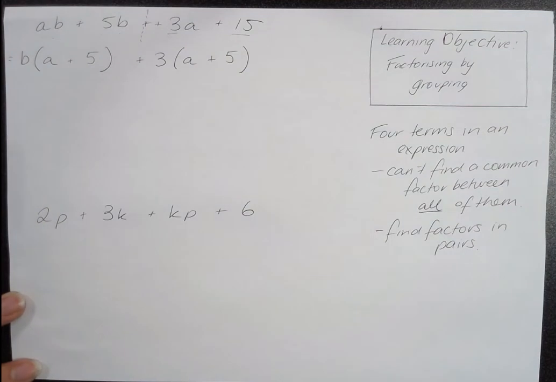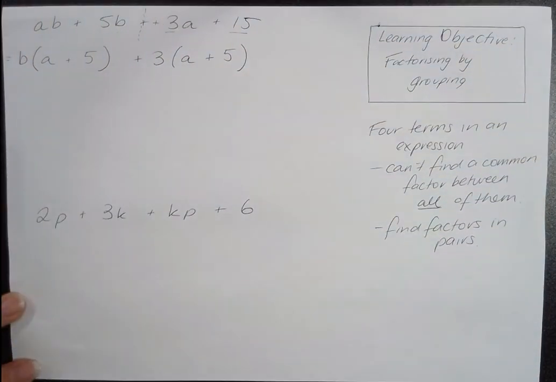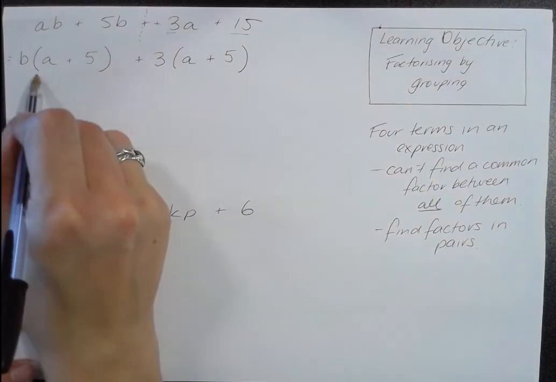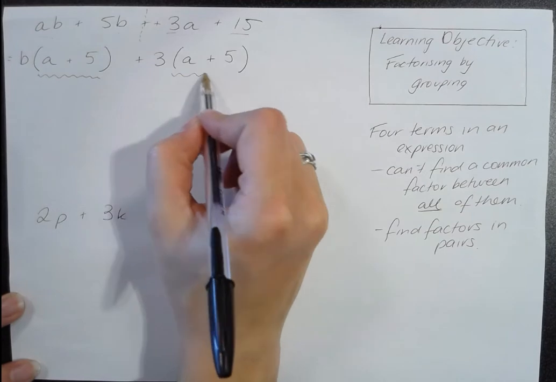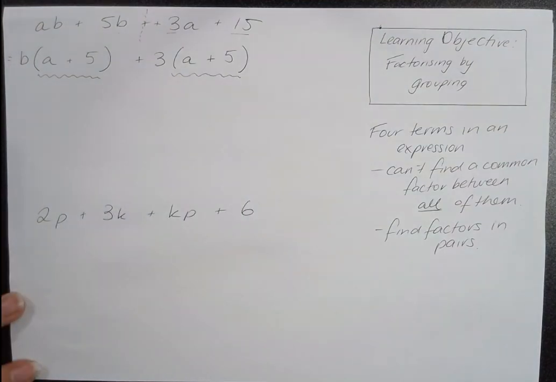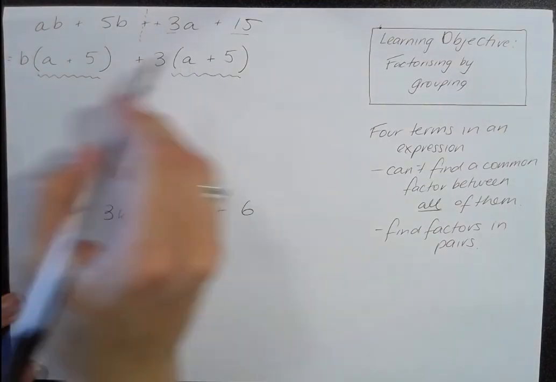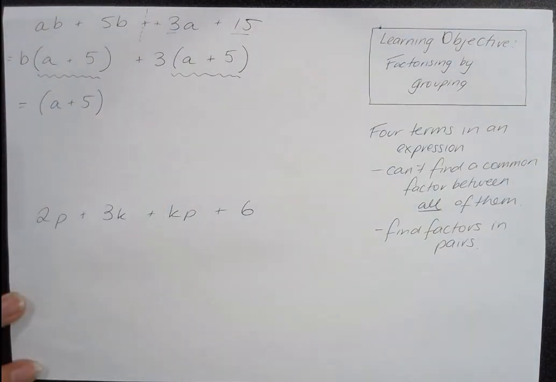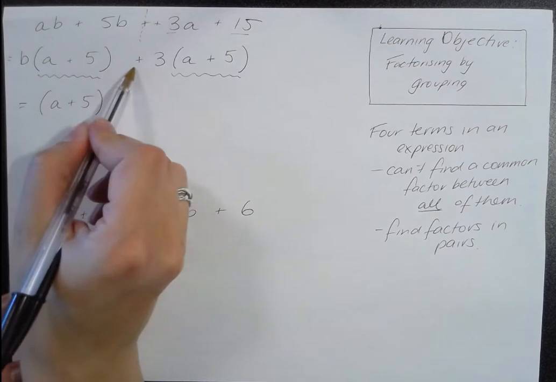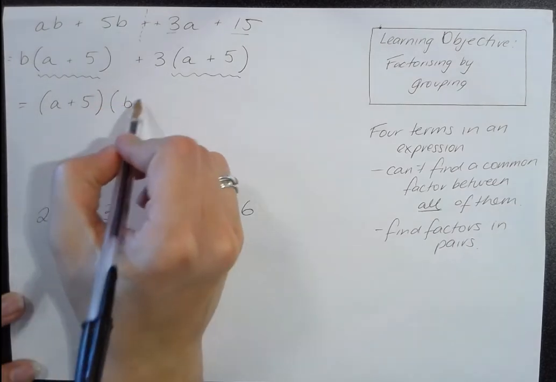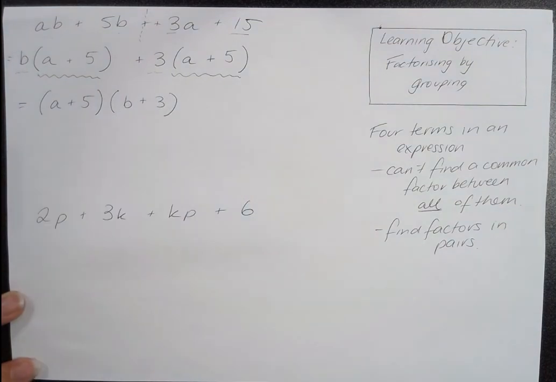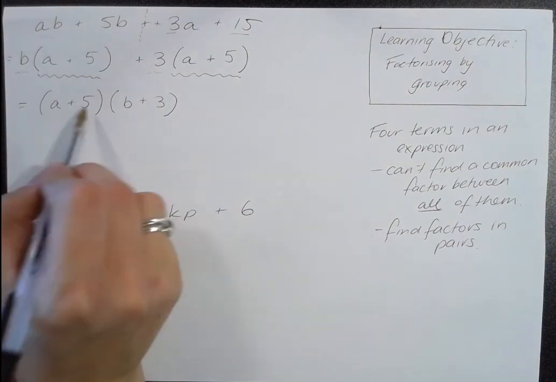Now it doesn't just stop there. Even though we've made this simpler, we can see that there is a common factor between both sides of this expression now. This whole bracket is common. So that becomes our common factor, and we're going to bring that part out the front. The entire bracket, A plus 5, comes out the front as the common factor, and whatever is left behind goes into our second bracket: B plus 3. You can see here is B and here is 3. So this time our common factor was the A plus 5 section.